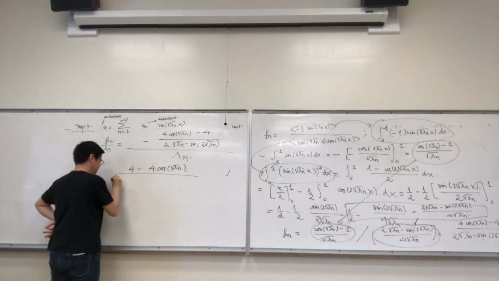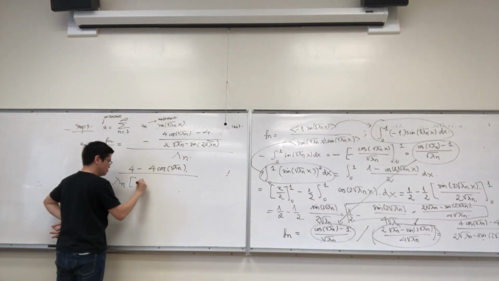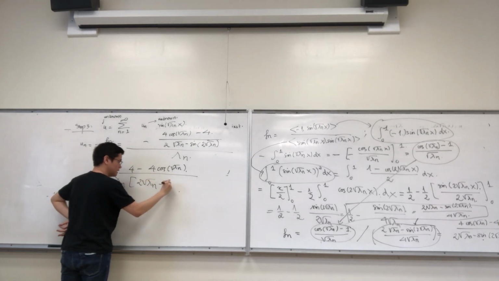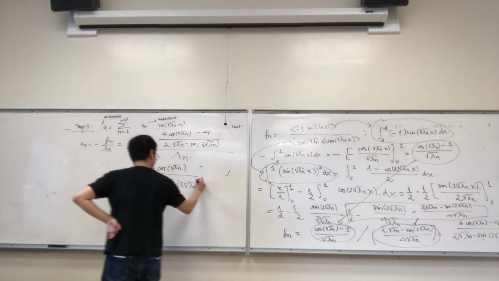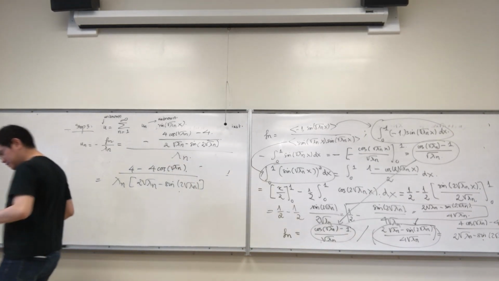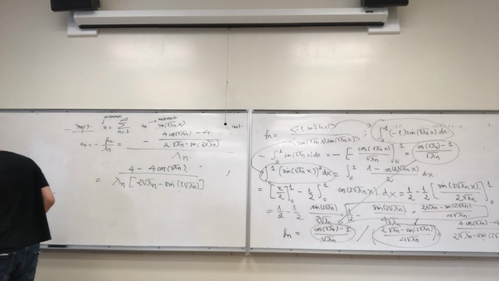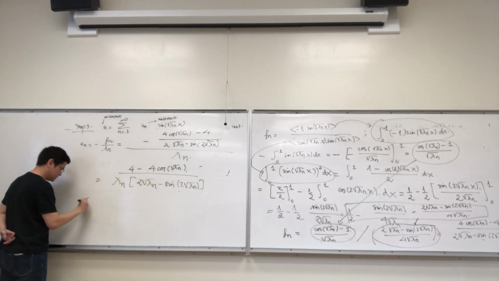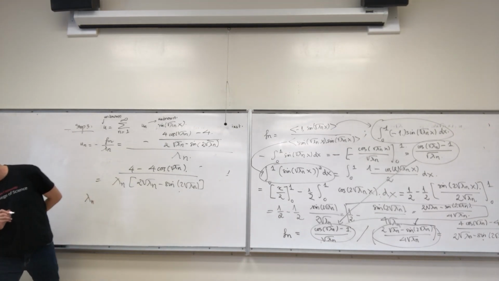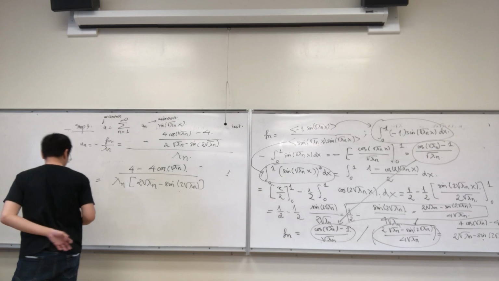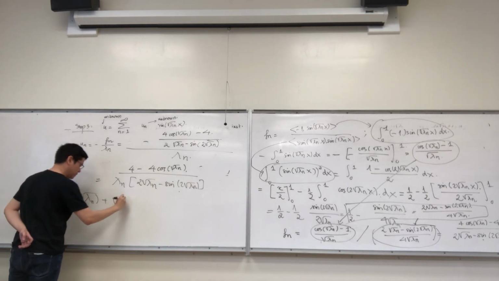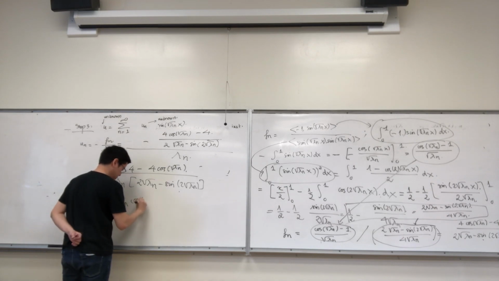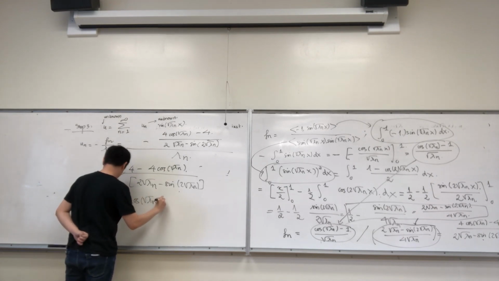Then you have lambda n times 2 square root of lambda n sinus of 2 square root of lambda n. Right? And again, lambda n is the solution of sinus square root of lambda n plus square root of lambda n cosinus square root of lambda n is 0. Alright?